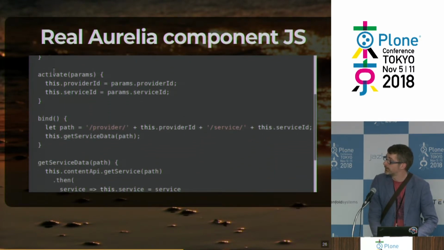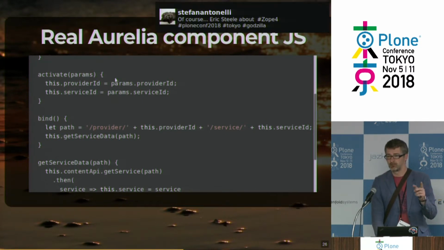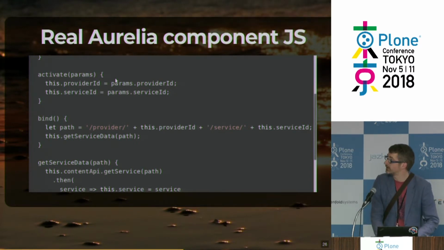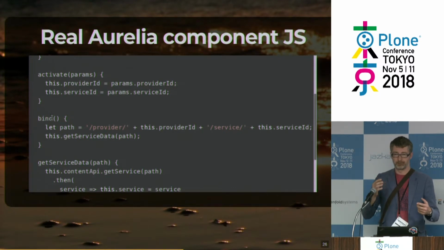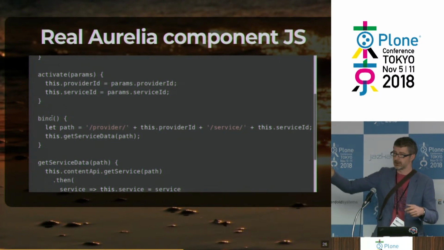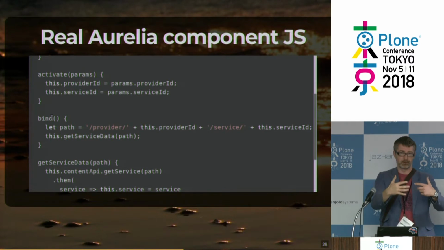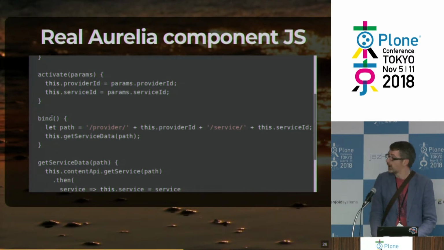Here we have the activate function. This will get called early, when the component is getting activated. This is the right place to extract some parameters and put them in variables, so you can use them later, like here. Bind is when the binding is done. Binding means binding the JavaScript definition with the front-end HTML template.